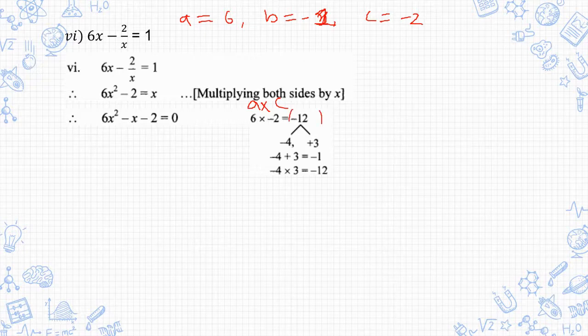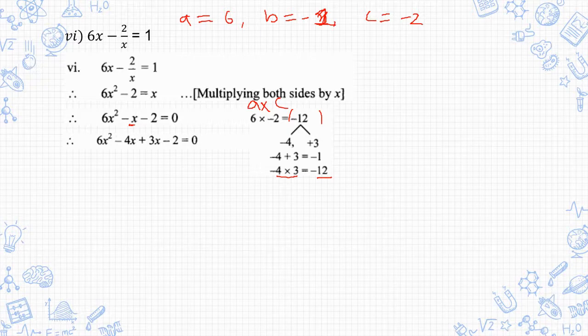So if you take minus 4 and plus 3. So if you see minus 4 into 3 will give you minus 12. And minus 4 plus 3 will give you minus 1, and minus 1 is the middle term. So the two such numbers that I will use is minus 4 and plus 3. So I'll split the middle term as 6x squared minus 4x plus 3x minus 2 equal to 0.